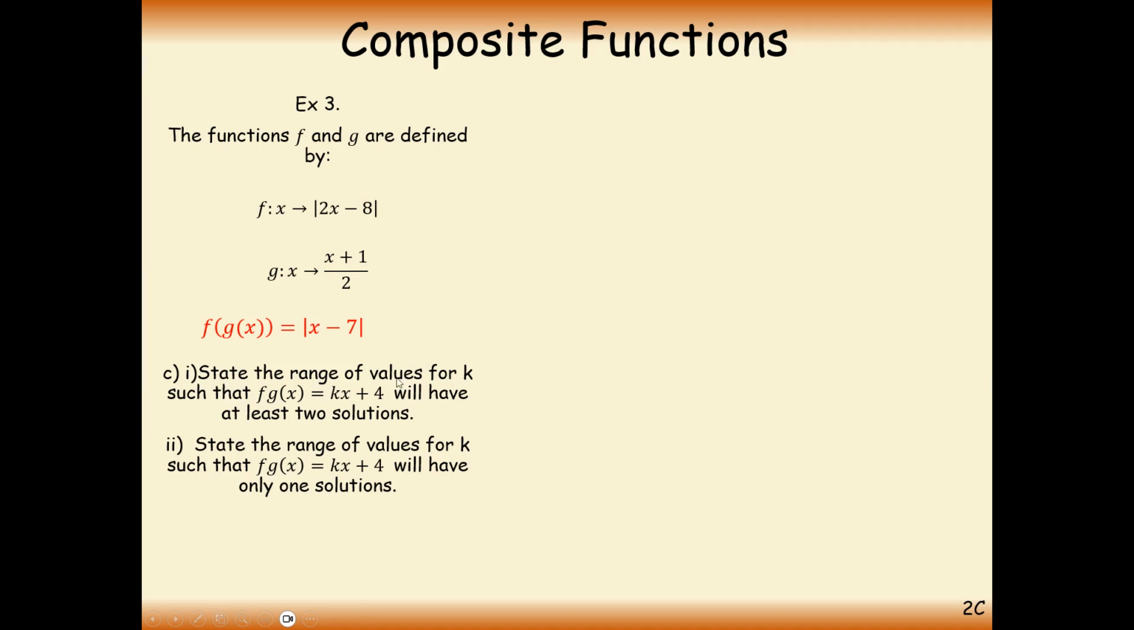The question says, state the range of values of k such that this expression, which we evaluated to be x minus 7 inside the modulus sign, equals kx plus 4. kx plus 4 is a linear line, but we don't know what the gradient is. Let's plot the graph and make some sense of what it means. The modulus function we already know looks like so. We are sure that the intercept of this line is 4, positive 4. Therefore, we can draw a line like so.